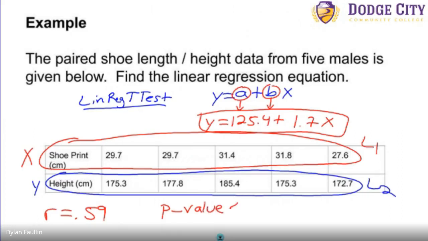P-value. And see if it's less than or greater than alpha. Right, so the p-value in this case was 0.29 something. I can't remember what it was. 0.2936. Right.